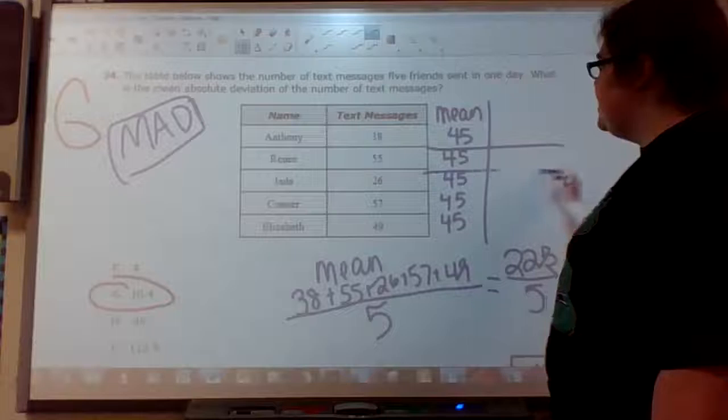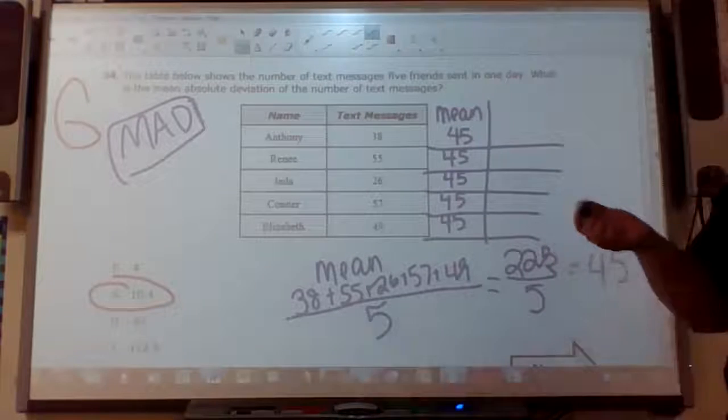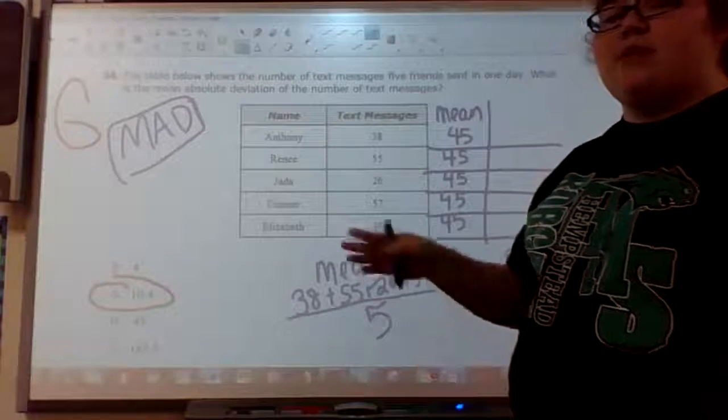I'm going to find the distance between these numbers. But distance can't be negative. Distance is always positive. So how I subtract these numbers is going to make it positive.